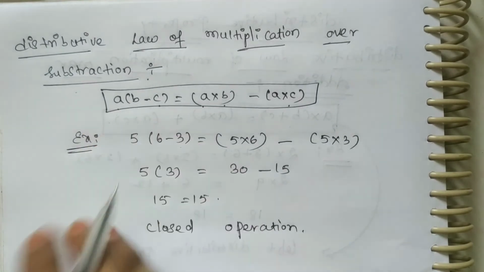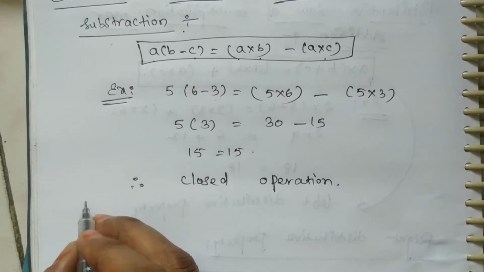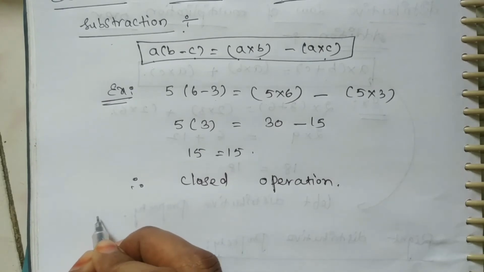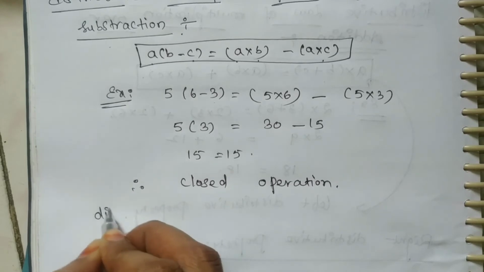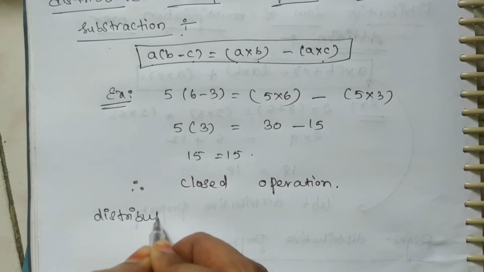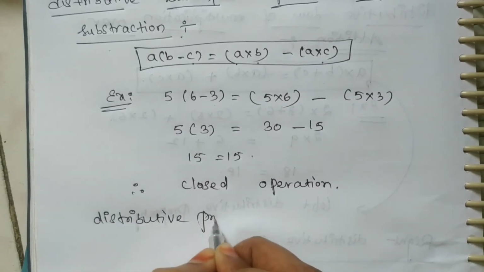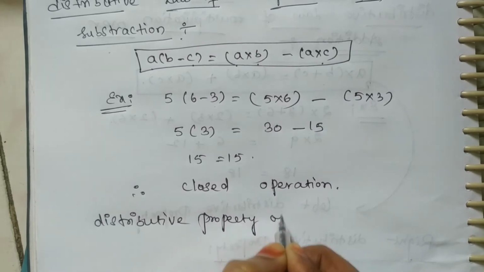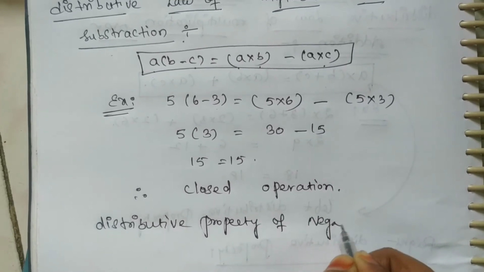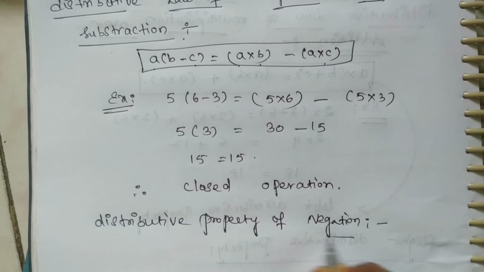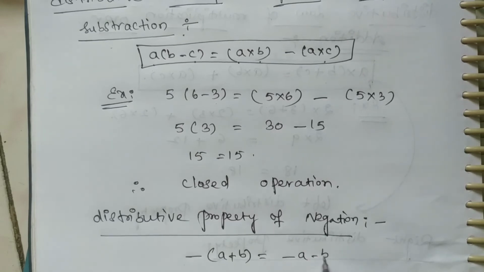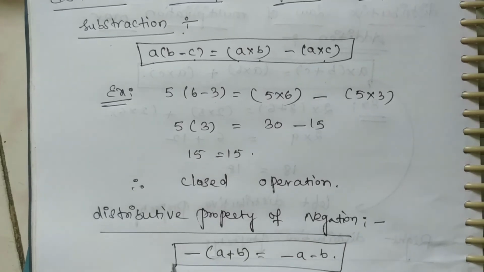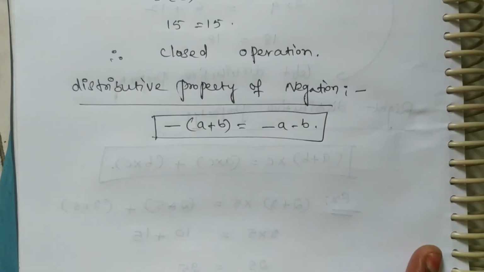Similarly, we have the negation of the distributive law. So let us see this property, that is the distributive property of negation. Symbolically it can be written as −(A + B) = −A − B. So this is the negation of the distributive property.